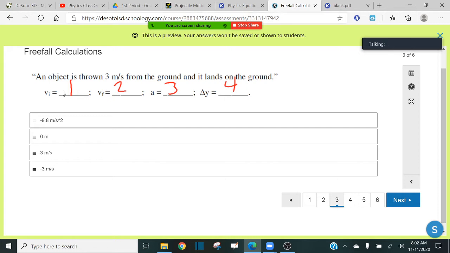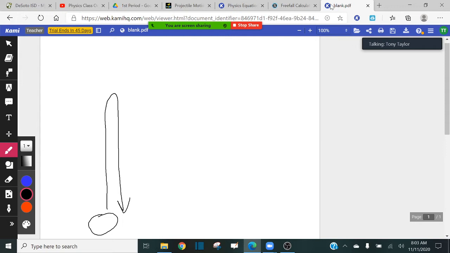VI says, what is the initial velocity of the ball? VF says, what is the final velocity of the ball? A is, what is the acceleration? And delta Y stands for the change in distance, in other words, the displacement in the vertical direction. We have to put all of this in order. The first thing we want to know is, what is the initial velocity?